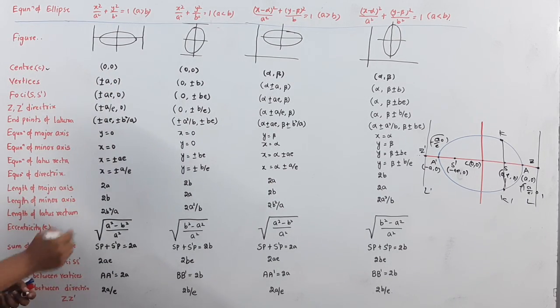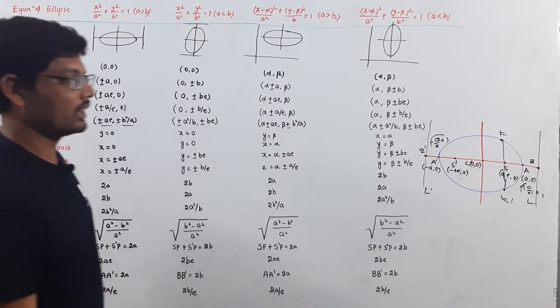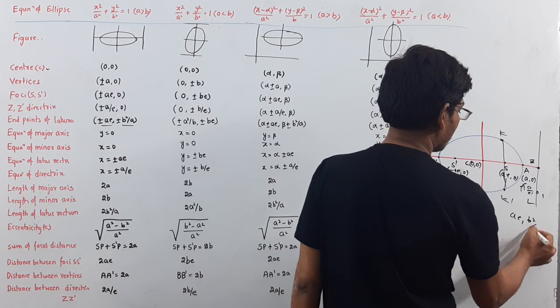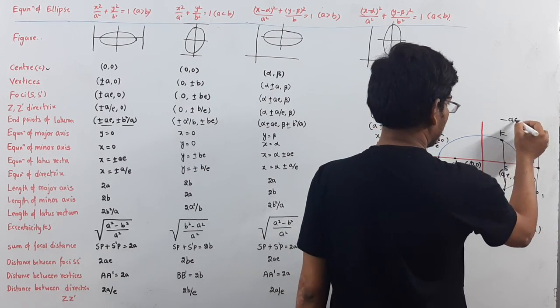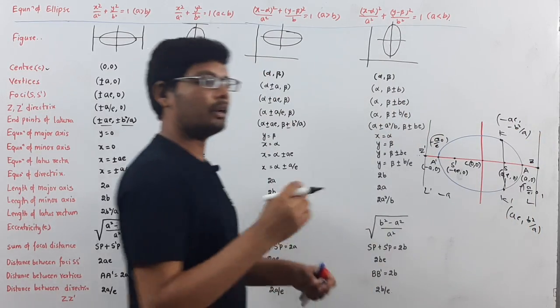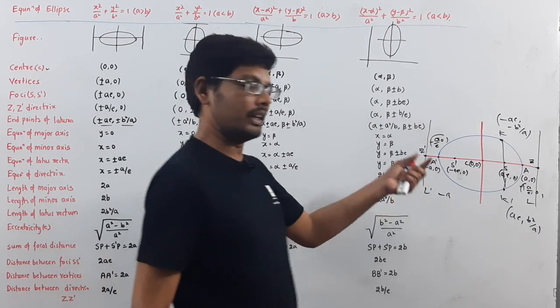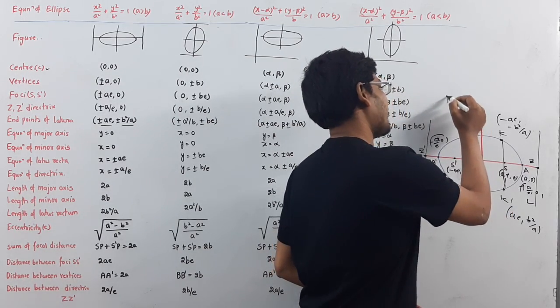The end points of the latus rectum are plus or minus AE comma plus or minus b square by a. The first is AE comma b square by a, and the other is minus AE comma minus b square by a. And next, the equation of the major axis in this standard form of ellipse.